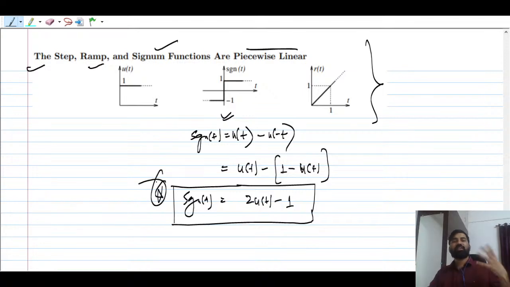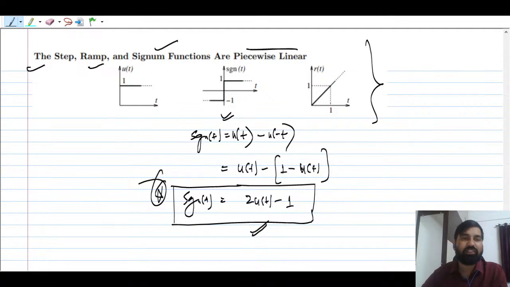In future you will study the Fourier transform and all, right? So this will help you. If you know the Fourier transform of signum, you can find out the Fourier transform of u of t. And if you know the Fourier transform of u of t, you can find the Fourier transform of signum. In this manner you can find out the Fourier transform, right?